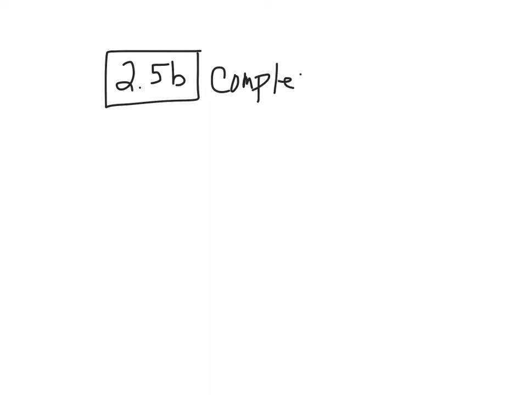Here we go. We've got 2.5b to do. And we're going to continue finding zeros, okay? We're going to focus mostly on complex zeros. I think I've got like 4 examples. They take a while, though.